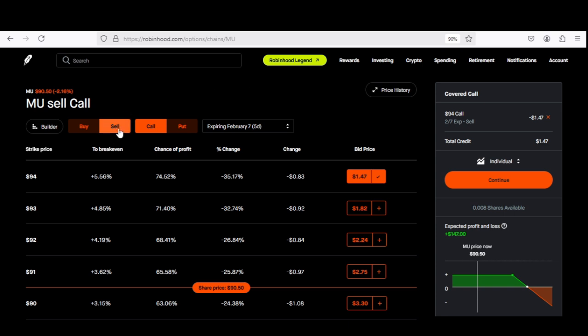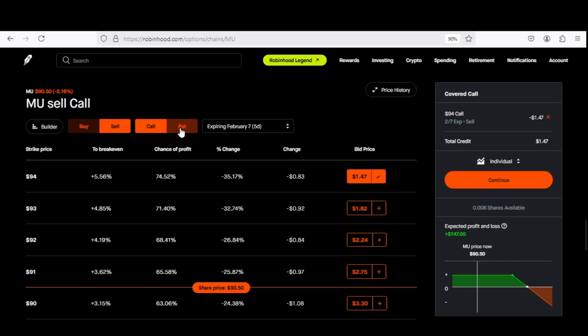So we've gone through option chain, we've gone through buying options, we've gone through selling options. Now, whenever you have decided whether you want to be a buyer of option or a seller of option, you then have two further choices. And those choices are going to be whether you want to do a call or a put.